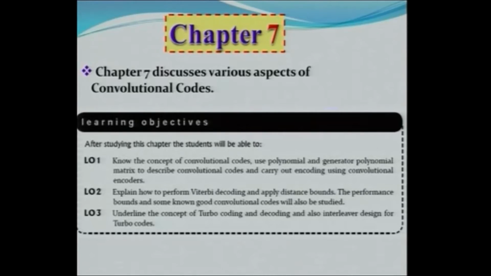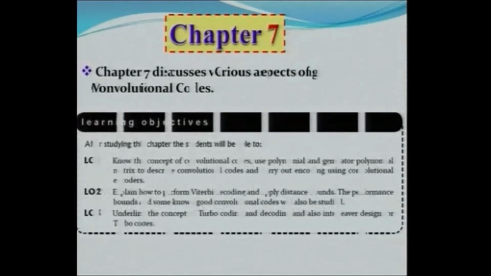After learning how to encode them, we will discuss how to perform Viterbi decoding in order to decode convolutional codes. At the end of the chapter, we will take a look at turbo encoding and decoding and also discuss interleaver design for turbo codes.